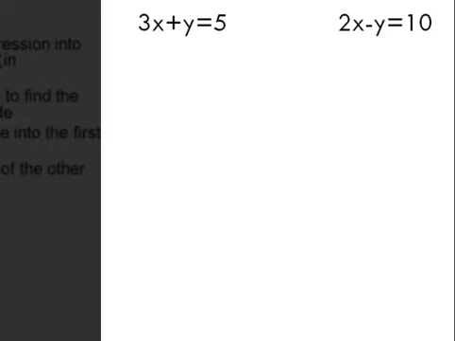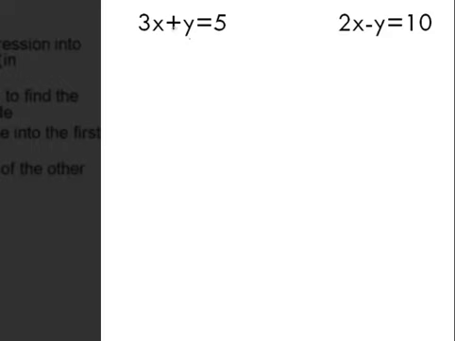So, first step is I want to try to get one of the variables in either equation by itself. So, I'm either going to work to try to get this x by itself, this y by itself, this x by itself, or this y by itself. In this particular system, there's a clear choice for me, and that is I'm going to try to get this y by itself because there's no multiplier in front of it.